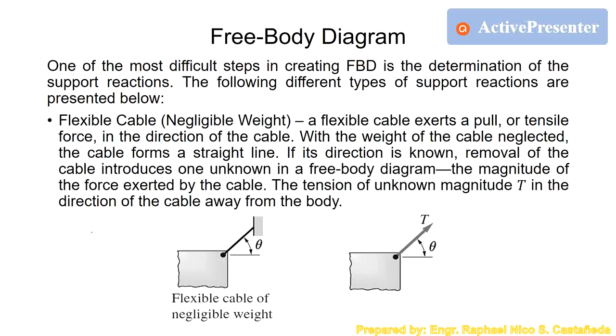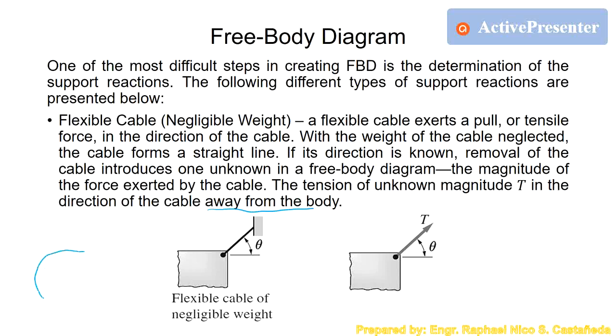Removal of the cable introduces one unknown, which is the magnitude of the force exerted by the cable. Commonly we use the variable T. Magnitude T stands for tension, in the direction of the cable away from the body. So, away from the body.